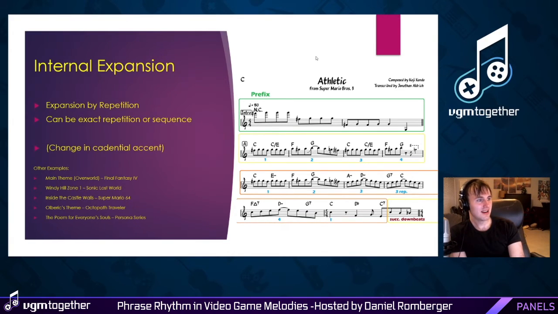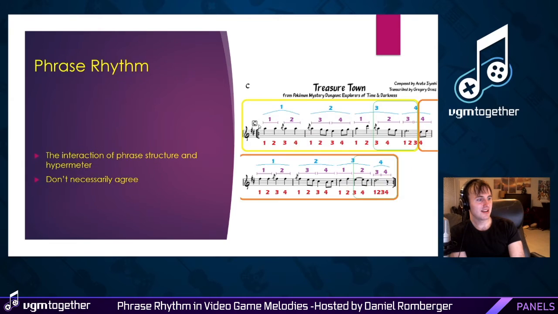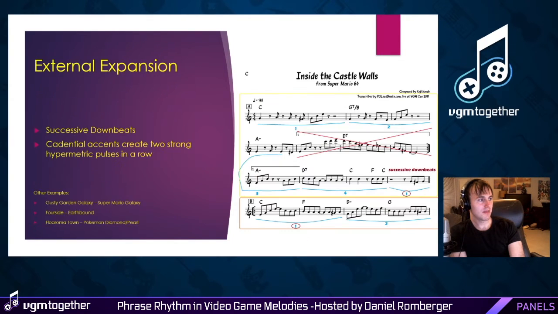1, 2, 3. 3 repeating. 4, 1, 2, 3. 3 repeating. 1.